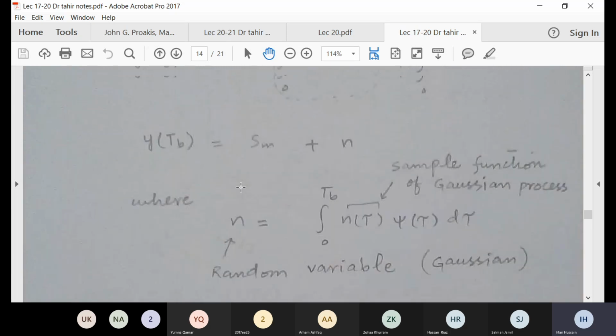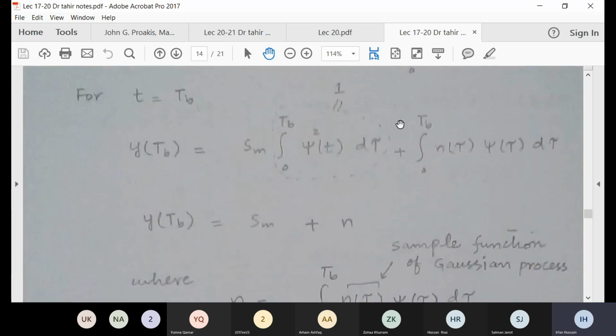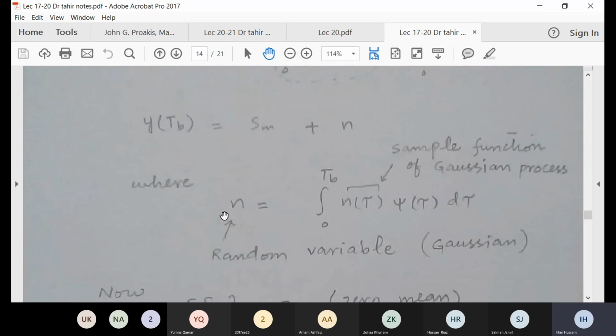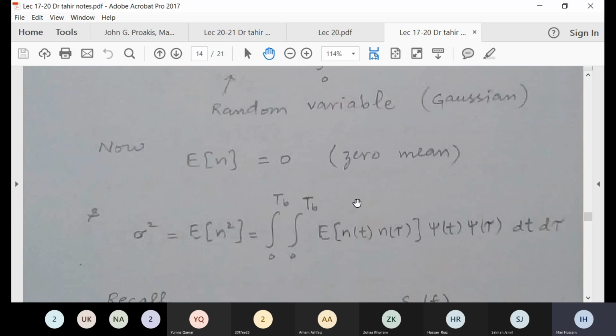Mean will be definitely 0, as you can see that this is the function. If you find its mean, you take expectation on both the sides. On the right hand side, this is a deterministic function. This is a random variable after sampling. So this is a white process whose Gaussian mean is 0. So that is why the mean of n will also be 0. In order to find the variance, sir.